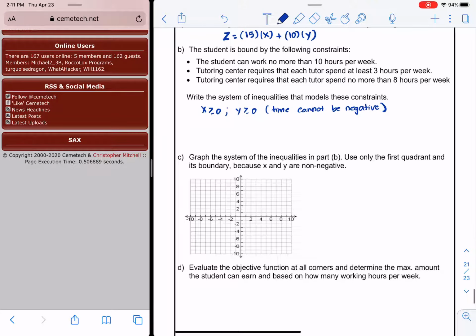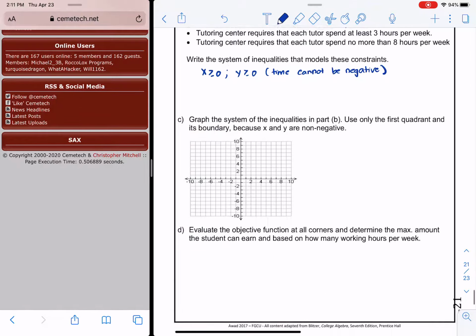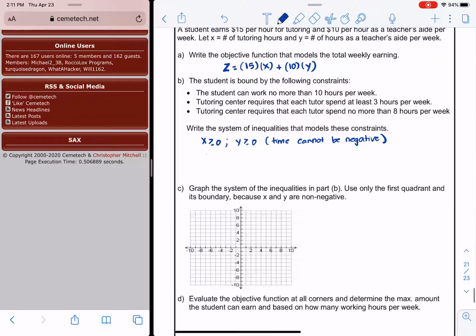The other constraints that are specified here are that the student can work no more than 10 hours per week. In other words, when the number of hours the student spends in tutoring is combined with the number of hours the student spends as a teacher's aide, that amount cannot exceed 10. In other words, x plus y has to be less than or equal to 10.